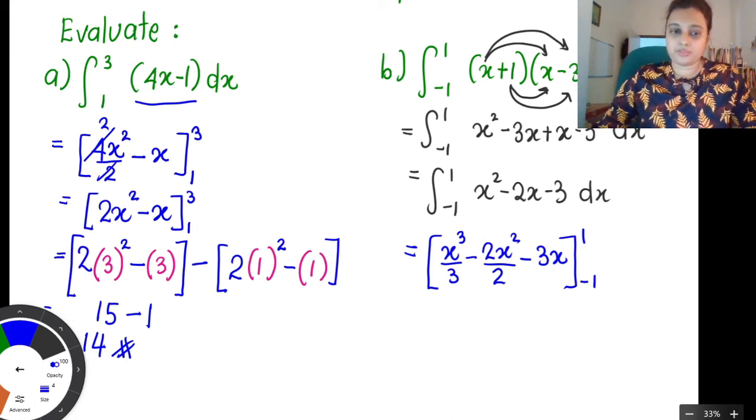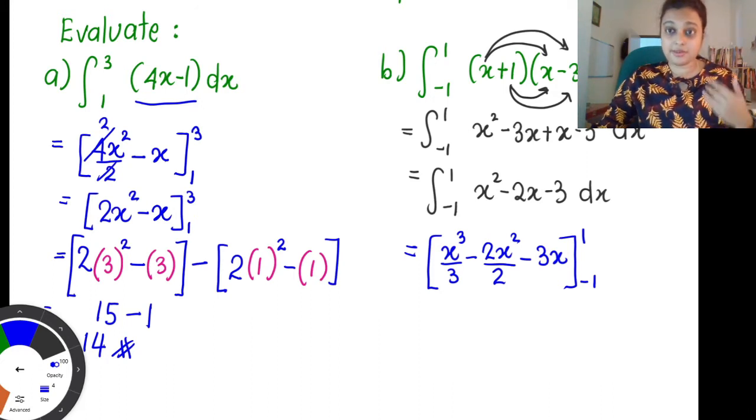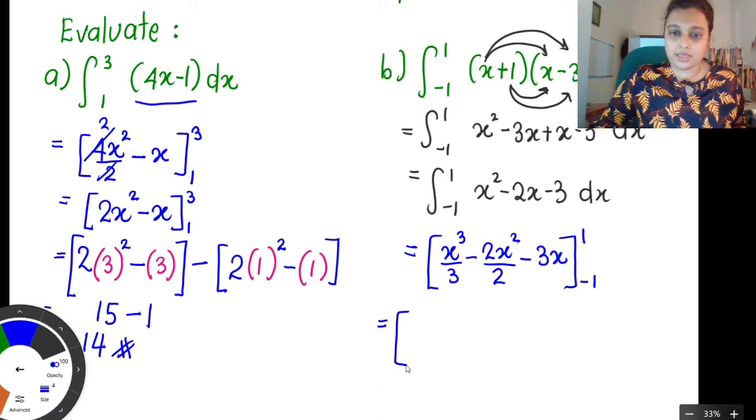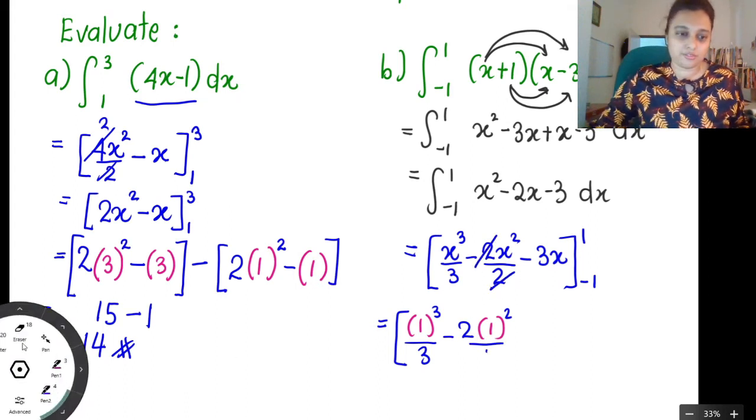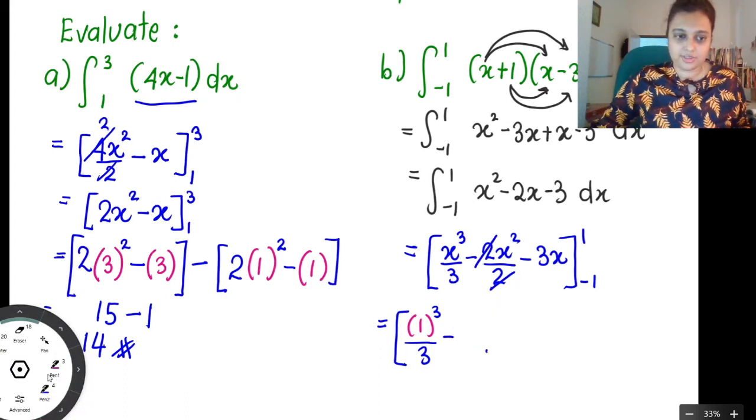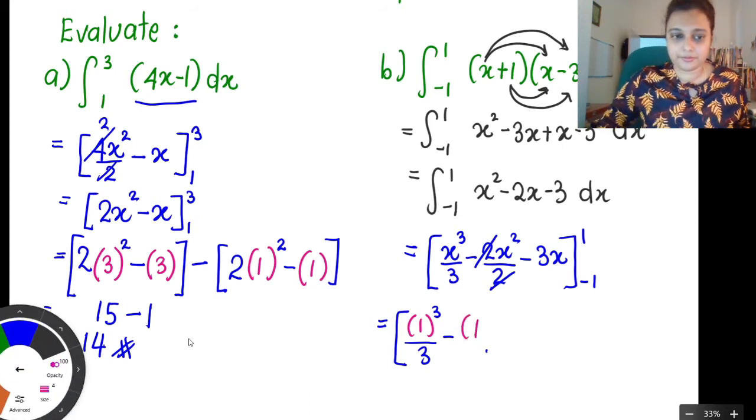Now what must we do next step? Obviously, we must substitute. Which one first? The upper limit. Let's substitute the upper limit first. For the up one, I put 1. Power of 3 over 3 minus 2, 1 again, power of 2 over 2. Oh yeah, this 2 and 2 can cut off, so I don't have to write the 2 again. I straight away just write 1 only. 2 and 2 cut already. Then minus 3 times 1.